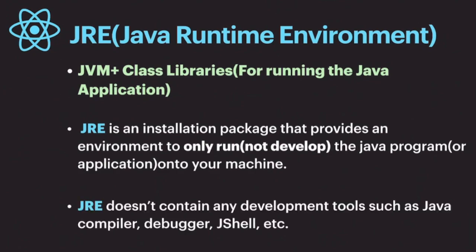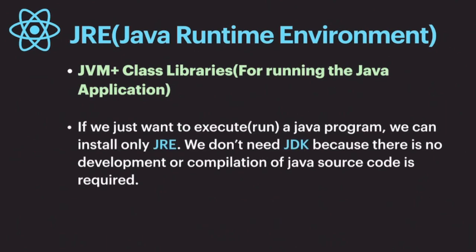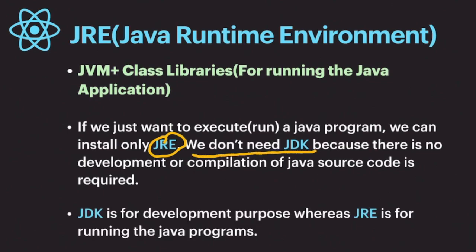JRE does not contain any development tools such as Java compiler, debugger, or Java shell. So if we just want to run a Java program, we can install only JRE. We don't need JDK because no development or compilation of Java source code is required. So the meaning is clear here: JDK is only for development purposes, whereas JRE is for running the Java program.